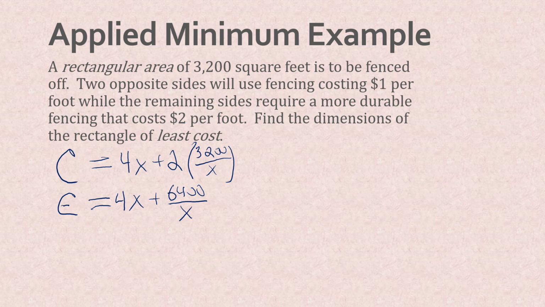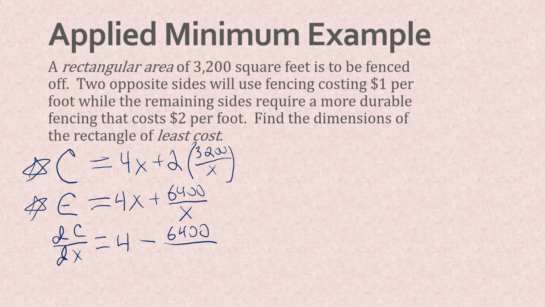So taking our cost expression from the last page and simplifying here, we get that the cost function is 4x plus 6,400 over x. Now we'll just differentiate the cost with respect to x. That gives us 4 minus 6,400 over x squared using our power rule. And then we're going to take that and set it equal to 0 to see if we can find any critical points.